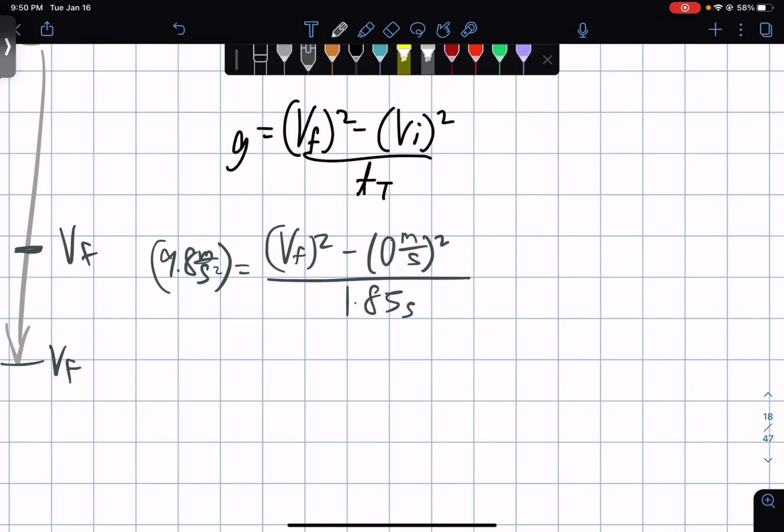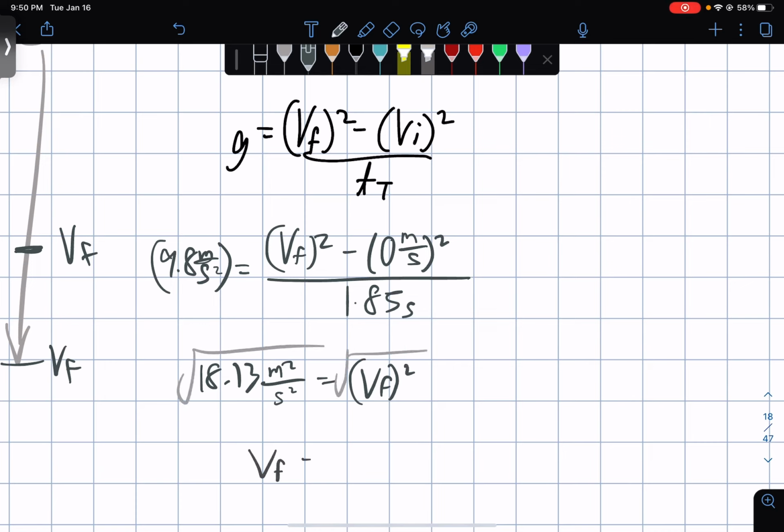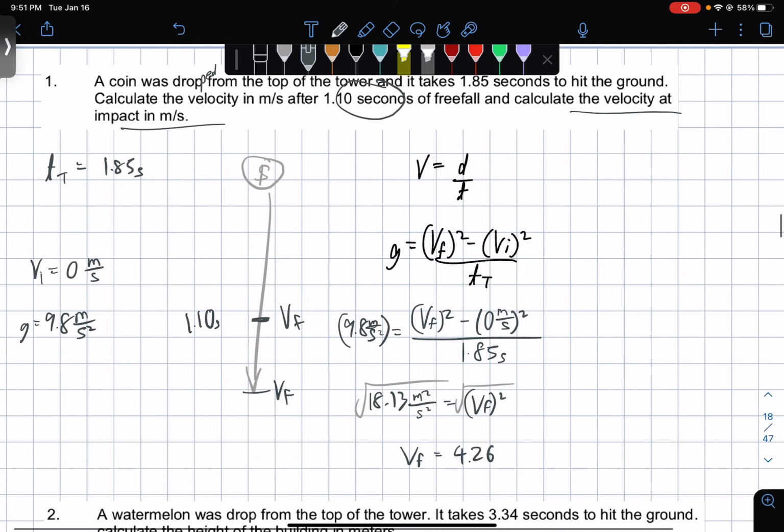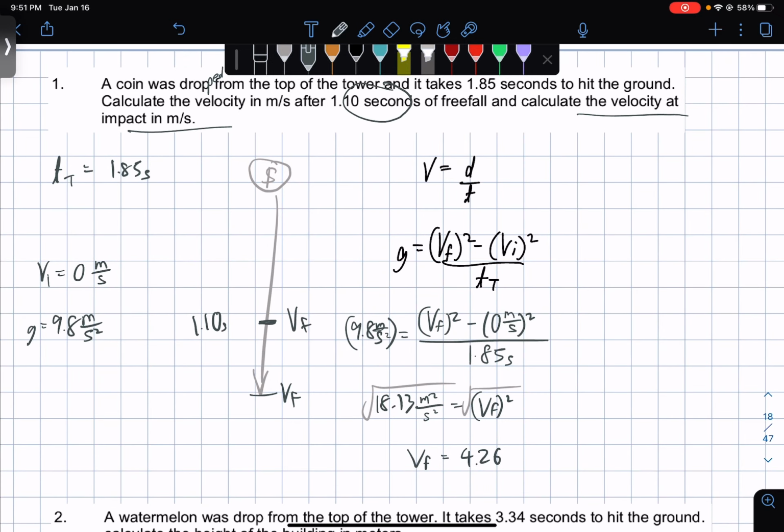9.8 times 1.85 is equal to what? 18.13. Then square root. The answer is equal to 4.26 meters per second. Let's see if we got it right.